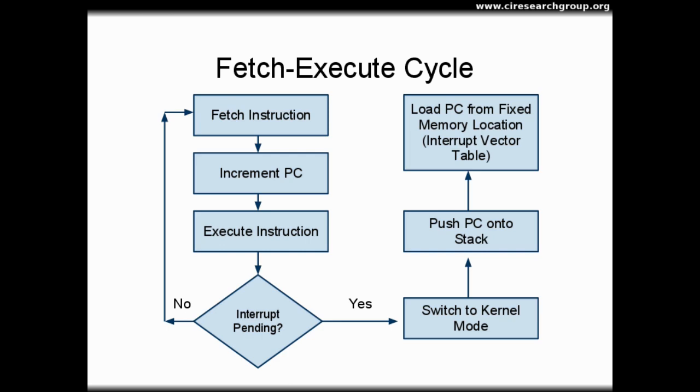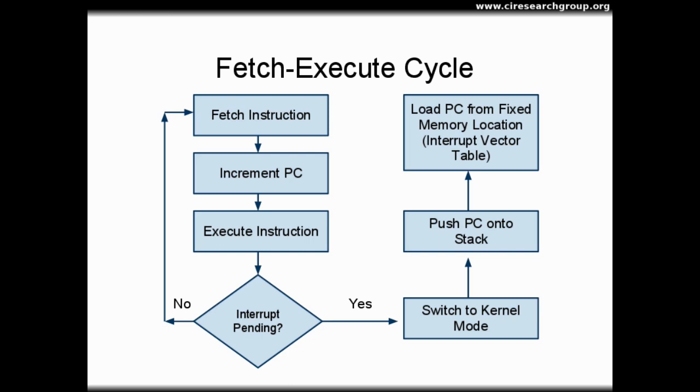In the process of fetch-execute, the CPU is going to fetch an instruction from memory, increment the program counter, and execute that instruction. But instead of simply going back to the next fetch, the CPU actually has to have additional hardware to check to see if an interrupt event is pending. If there is an interrupt pending, then the CPU has to be switched to kernel mode if it's running in user mode, so the privilege level needs to be escalated. Save the program counter by pushing it onto the stack, and load a program counter from a fixed memory location, and that fixed memory location is called the interrupt vector table, or IVT. So we load the program counter from the IVT, and then the CPU goes and executes that new instruction the next time the fetch-execute cycle resumes.